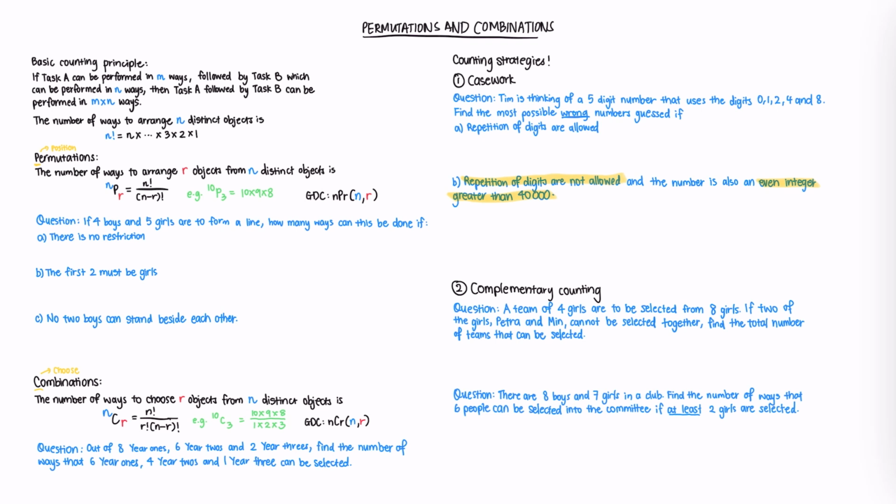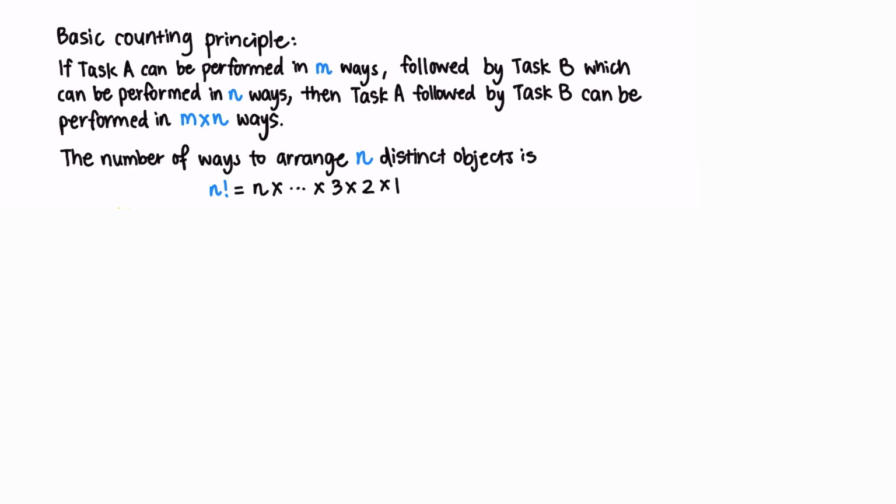Hello everyone, welcome to Permutations and Combinations. So permutations and combinations is all about counting the number of ways that you can do something. To start off with, let's look at the basic counting principle.